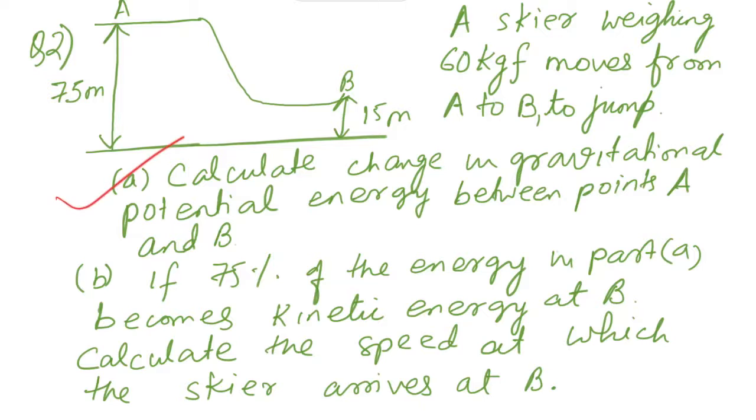Now number 1, calculate the change in gravitational potential energy between points A and B. You have to calculate how much the potential energy has changed from point A to B. And then number 2, if 75% of the energy in part A, meaning the answer of part A, becomes kinetic energy at B, calculate the speed at which the skier arrives at point B.